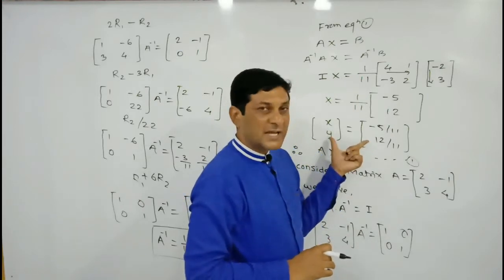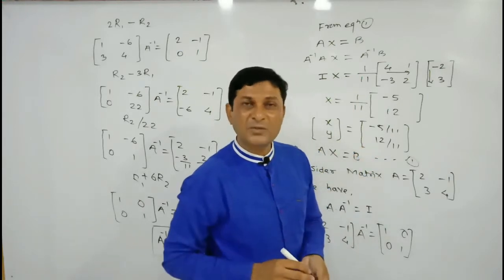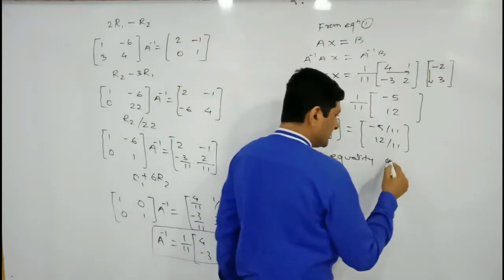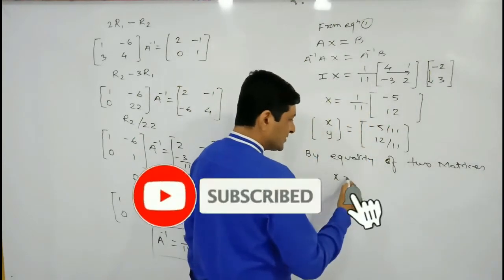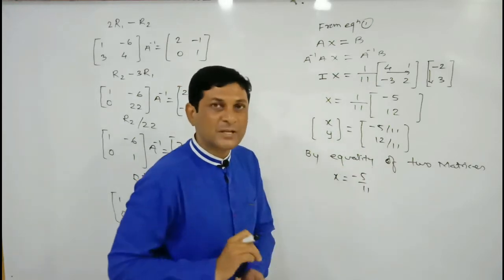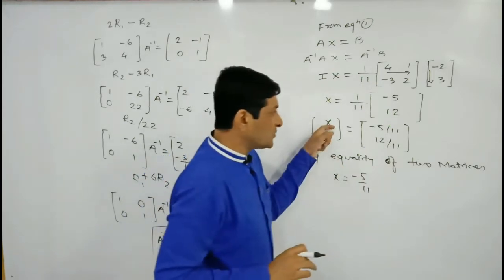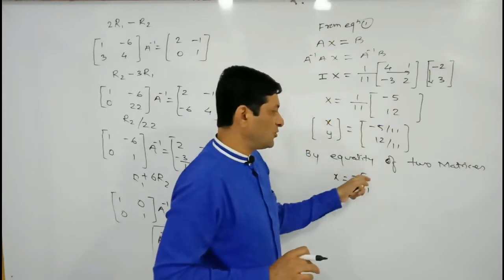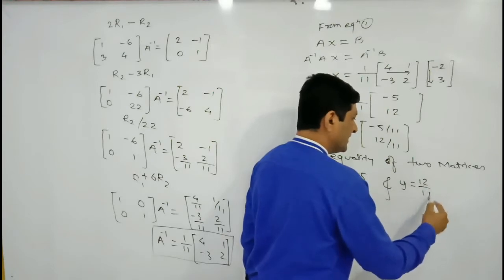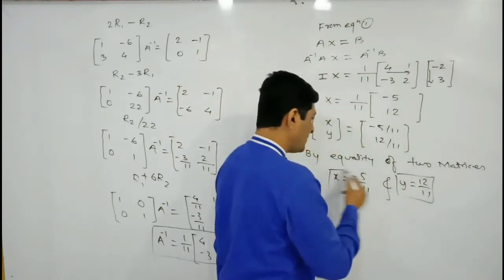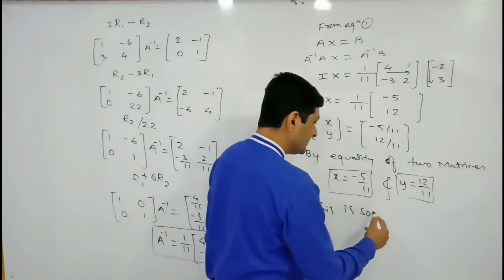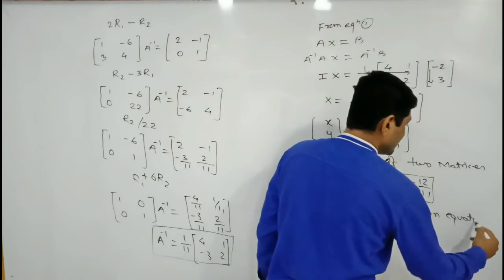Now here we can observe that these two matrices are equal matrices. So let us apply the definition of equality of two matrices. By equality of two matrices, x will be equal to -5 by 11, because our definition says that corresponding elements of equal matrices are also equal. So x is equal to -5 by 11 and y will be equal to 12 by 11. In this way we have got the values of x and y, and this is the solution of the given equations.